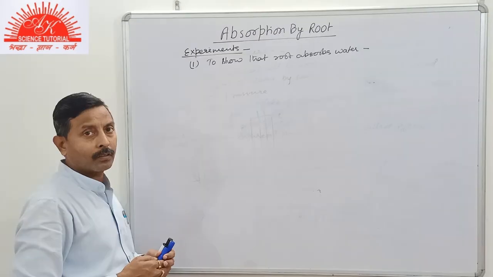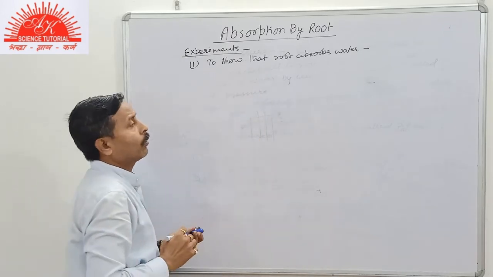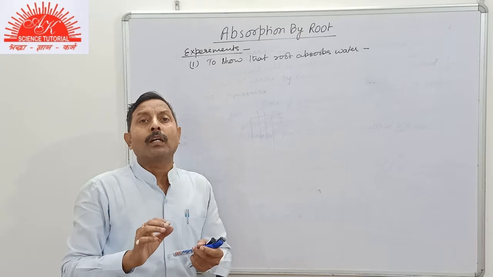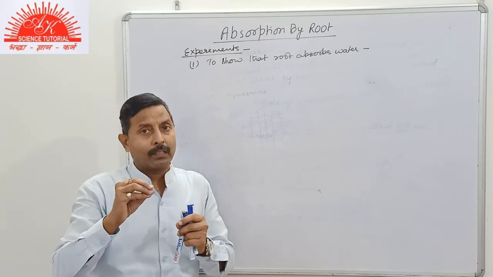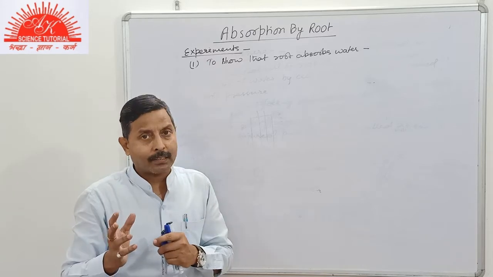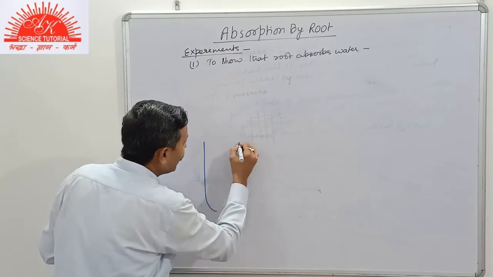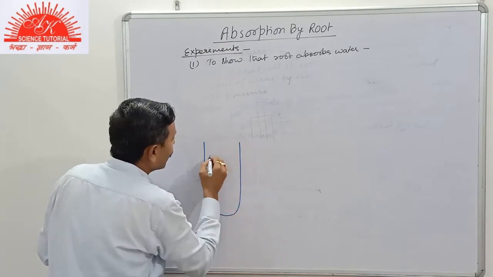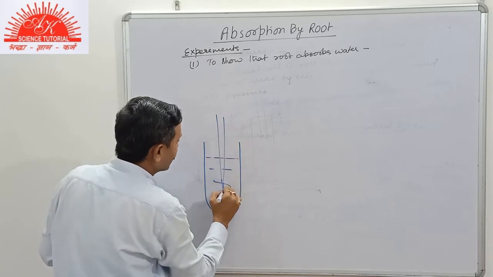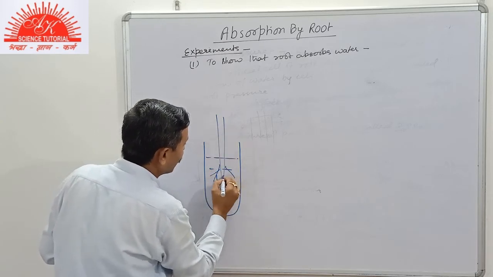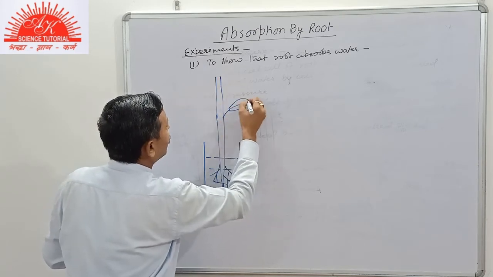Clear, students? In this experiment, to show that the root absorbs water, we take a small garden plant like balsam. It is gently uprooted such that the root remains intact. The root is washed and then put in a tube containing water. Suppose here is the balsam plant. Here there is the aerial part, the leaf.